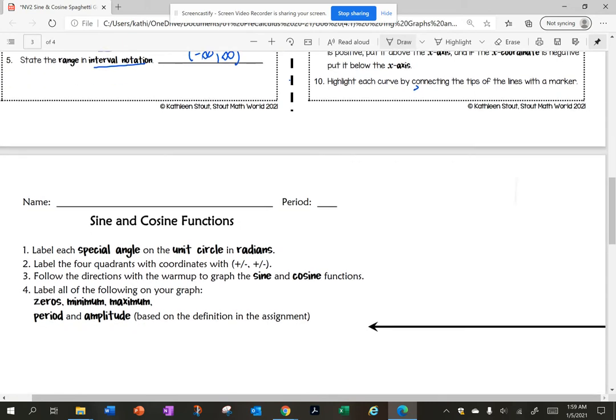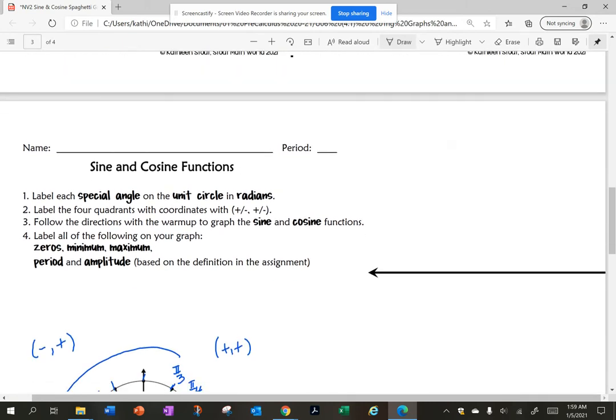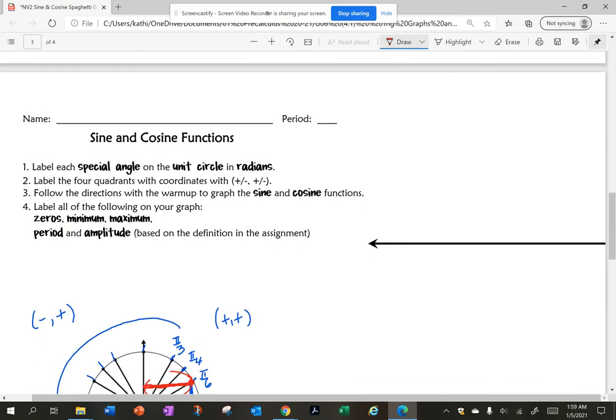Okay, then I have questions that we're going to answer. I have information here that you're going to document on your graphs. And then tomorrow there's a bunch of questions you're going to answer from your graphs. You should finish all of the sine function today and most of the cosine function, so you can finish the cosine tomorrow and then answer the questions. That's it.